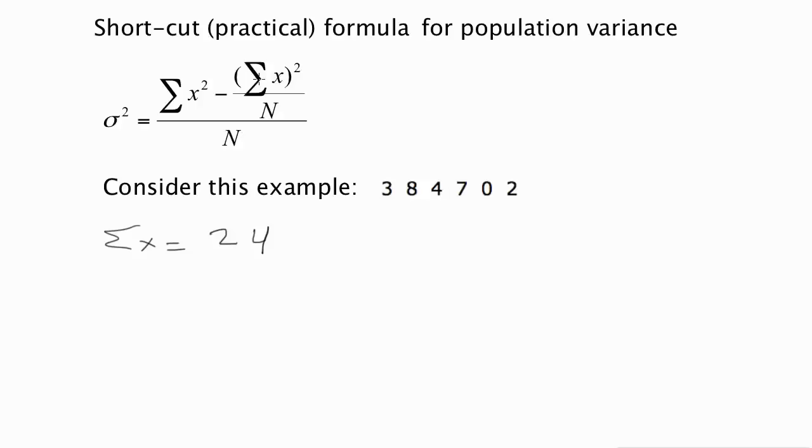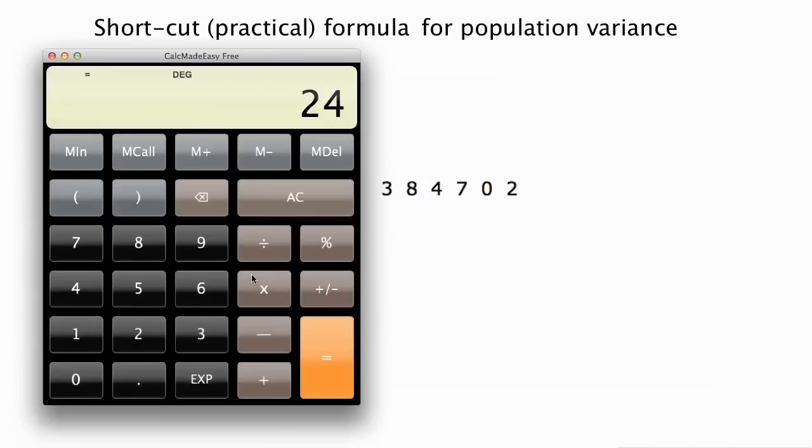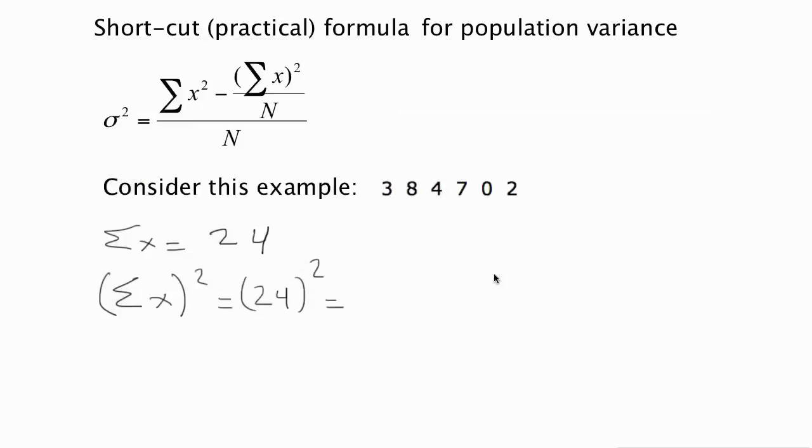In fact, here I need sigma x all squared. So the next step is to get sigma x all squared. All I have to do is square this value. 24 squared is equal to simply 24 multiplied by 24, which is 576. Okay, so we got sigma x all squared.